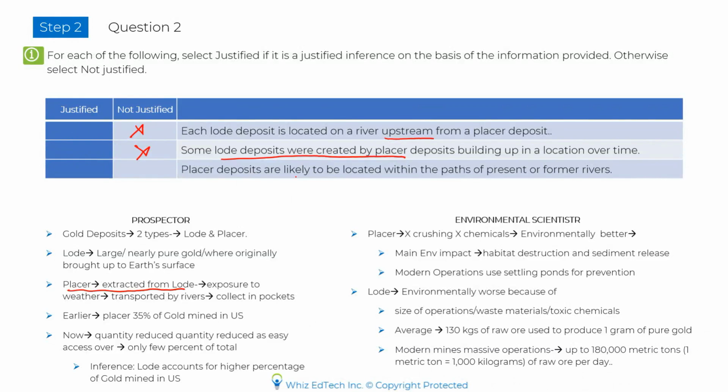Placer deposits are likely to be located within parts of present or former rivers. We know that placer deposits are extracted from lode, exposed to weather, transported by rivers. So placer deposits are likely to be located near the rivers, quite justified. So that's the answer: not justified, not justified, justified.